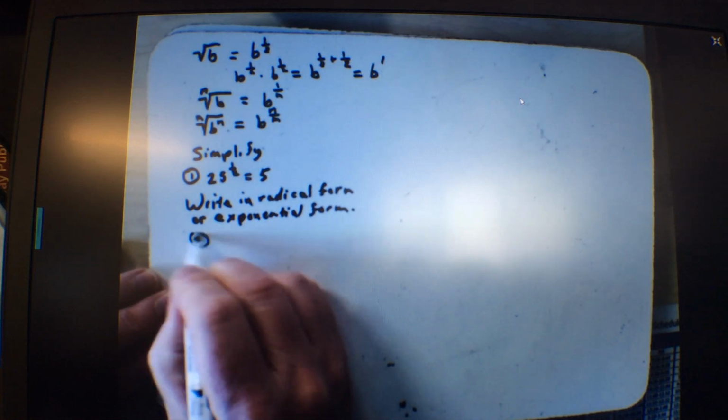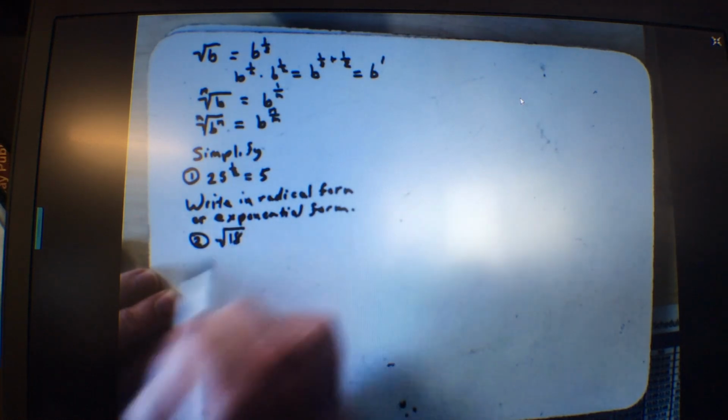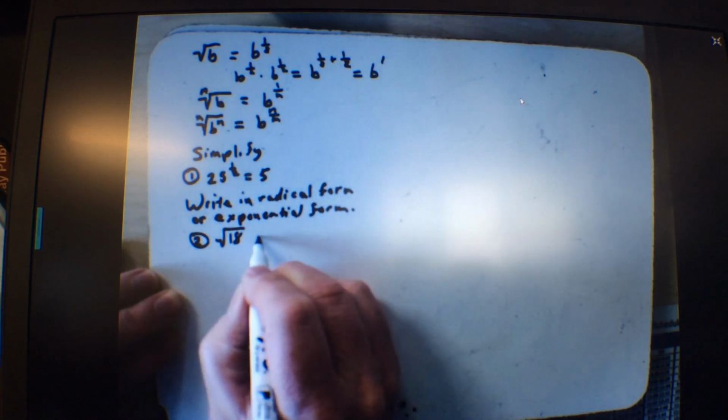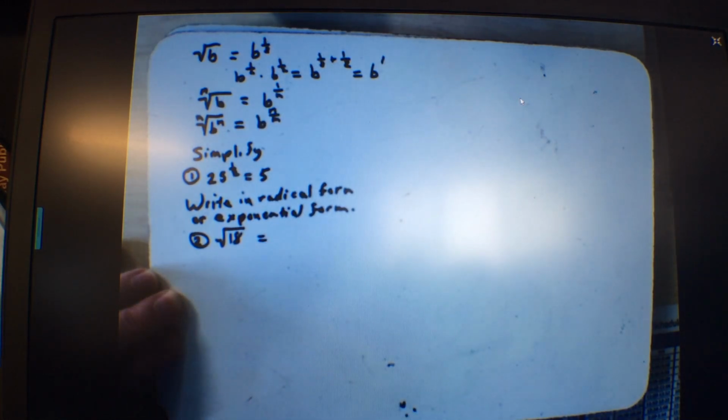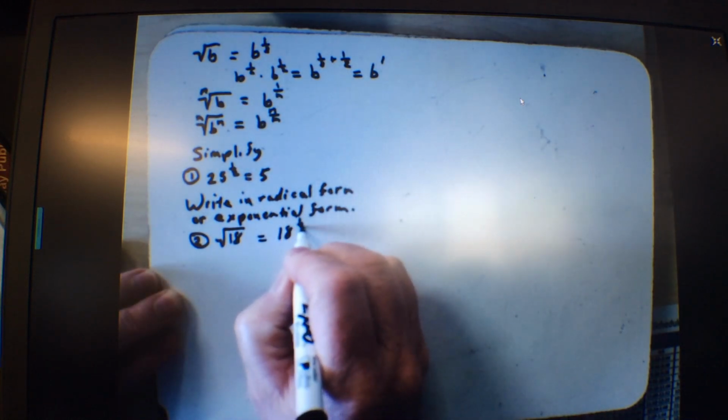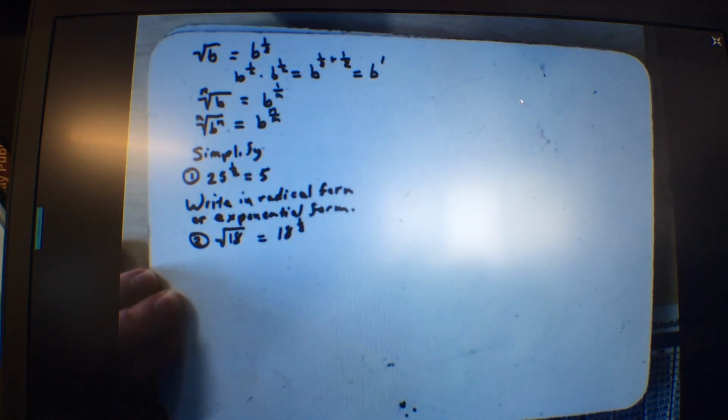Okay, number 2. If I have the square root of 18, what form is that in, Tirsa? The square root of 18. Is it in radical form or exponential form? It is radical form. So let's change it to exponential form. It would be what? 18 to the 1/2 power. Very good. All right.